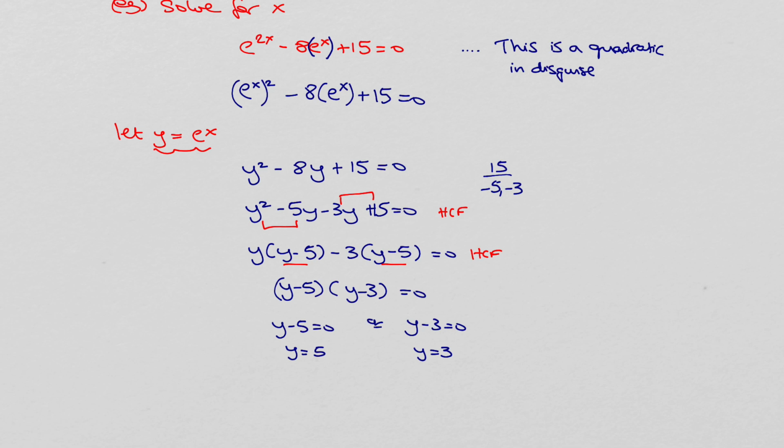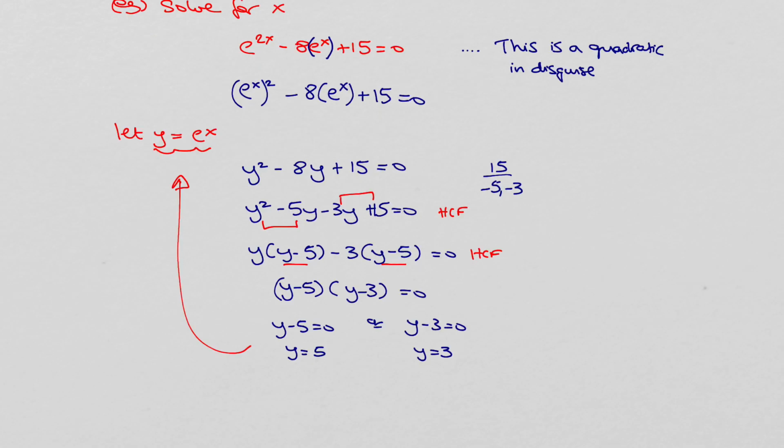So again, we have to say but. If I go back up here, we said that y was equal to e to the x. So we say but y equals e to the x. So that means that if y is equal to 5 or y is equal to 3, then e to the x must equal 5 or e to the x must equal 3.